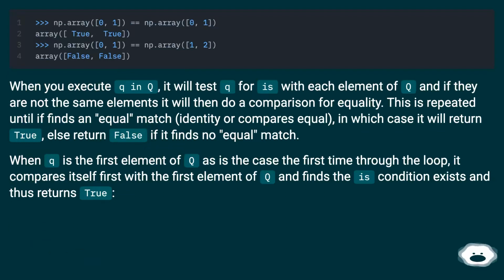When you execute q in Q, it will test q is with each element of Q, and if they are not the same elements it will then do a comparison for equality. This is repeated until it finds an equal match, identity or compares equal, in which case it will return True, else return False if it finds no equal match. When q is the first element of Q, as is the case the first time through the loop, it compares itself first with the first element of Q and finds the is condition exists and thus returns True.